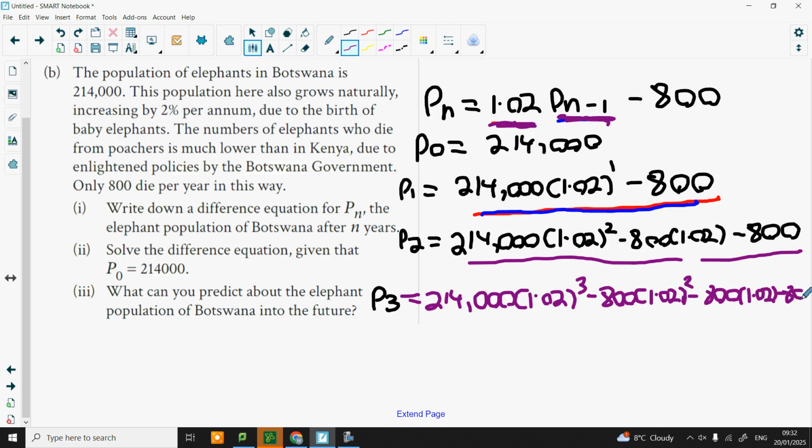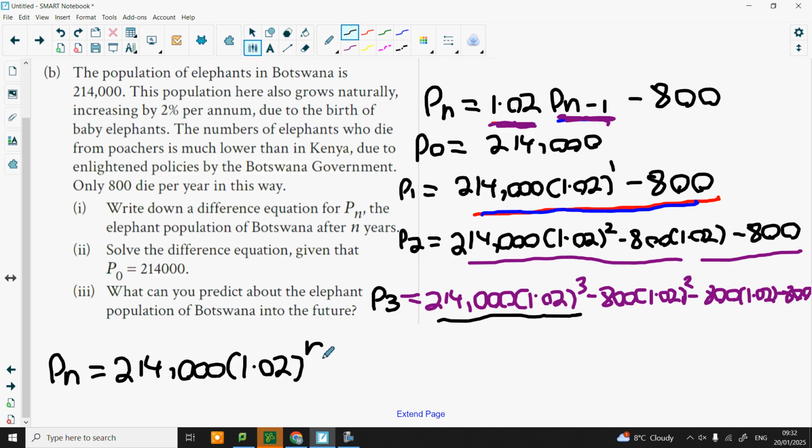Power of 2, power of 1, and this one at the end. Now, I think the gist we're getting is very similar to the Kenyan population, isn't it? What do you think Pn is? Did anybody get 214,000? 1.02 to the power of n. Anybody get that far? Okay.